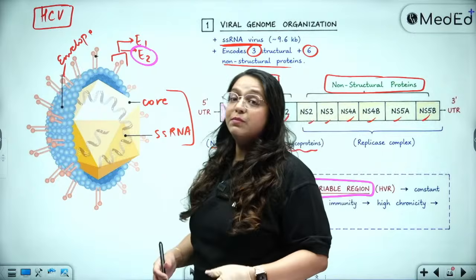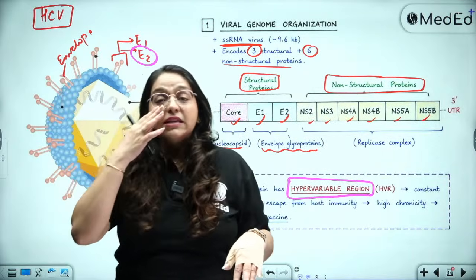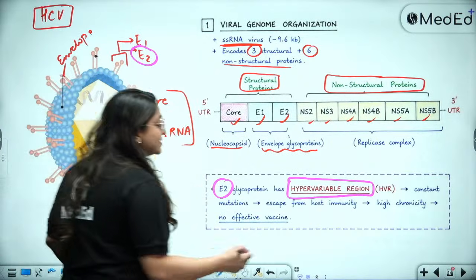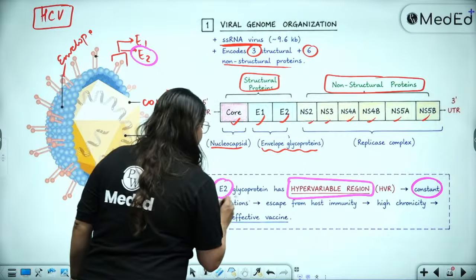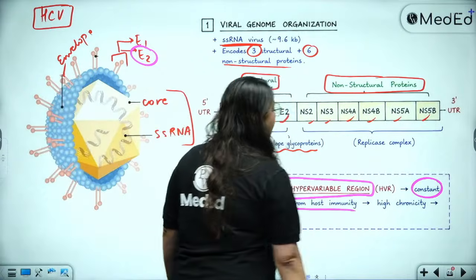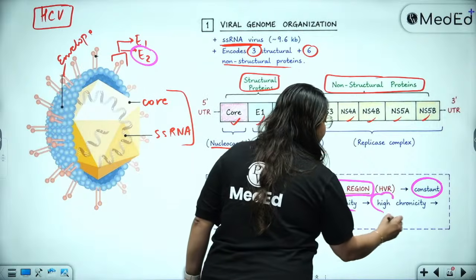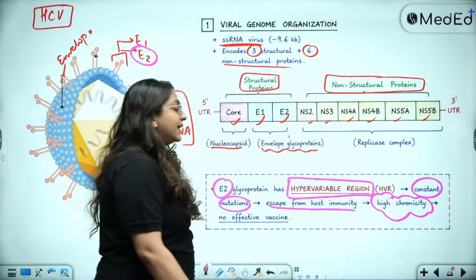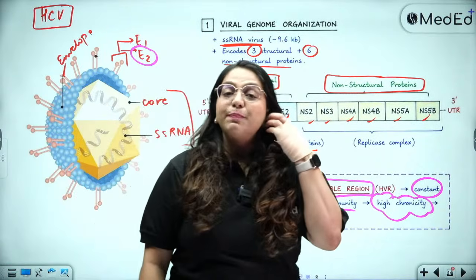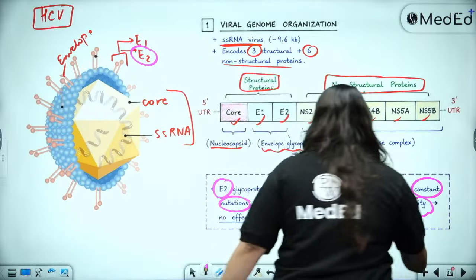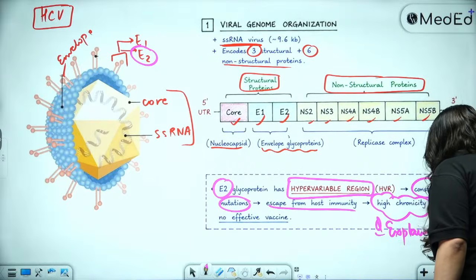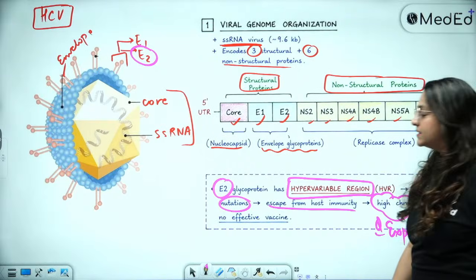What is hypervariable? Something which does not stay constant. Something which keeps varying very, very fast. So this E2 keeps on changing. There are constant mutations which keep happening in this E2. Therefore, this virus escapes from our immunity and leads to high chronicity, right? That is the reason that this virus is associated with more than 80% chronicity. So, explain why. This is again another explain why question. Explain why a virus is associated with high chronicity, hepatitis C.